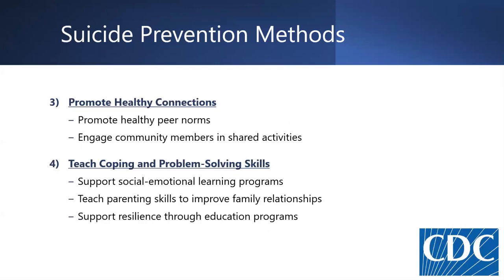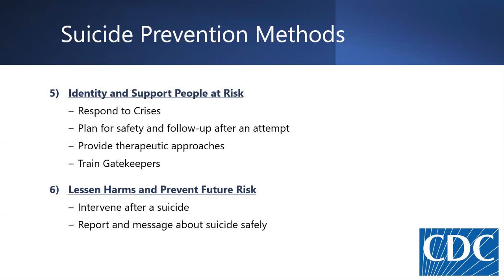The third method is to promote healthy connections by promoting healthy peer norms and engaging community members in shared activities. The fourth method is to teach coping and problem-solving skills by supporting social emotional learning programs, teaching parenting skills to improve family relationships, and supporting resilience through education programs. The fifth method is to identify and support people at risk by responding to crises, planning for safety and follow-up after an attempt, providing therapeutic approaches, and training gatekeepers.